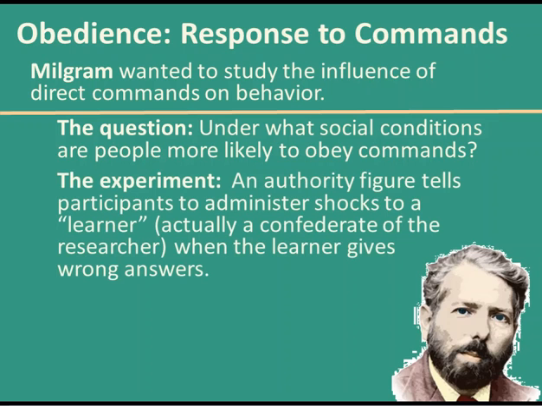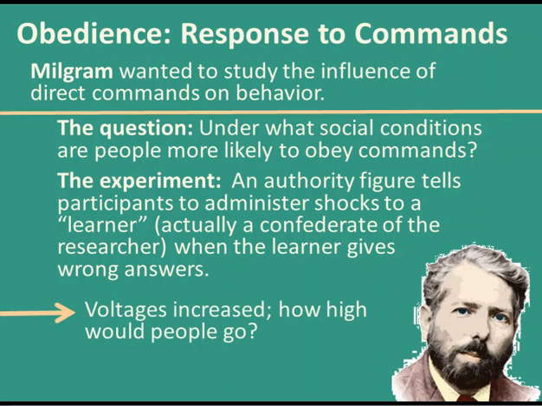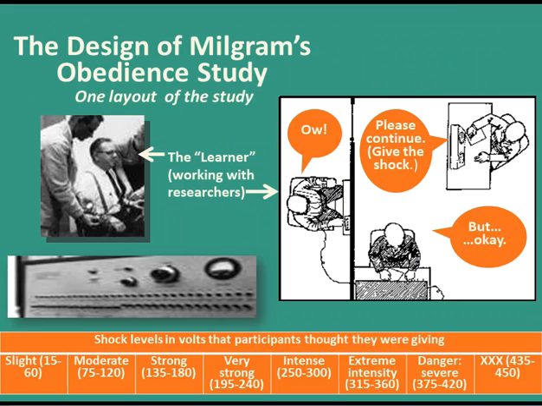The experiment. An authority figure tells participants to administer shocks to a learner. This person who's the learner was actually working with the researcher, a confederate, but the true subject of this experiment was not aware of that. So in this experiment, an authority figure would tell the participant to administer a shock to a learner when the learner gives a wrong answer. Voltages increased. How high would people go? This was the design of the Stanley Milgram study.